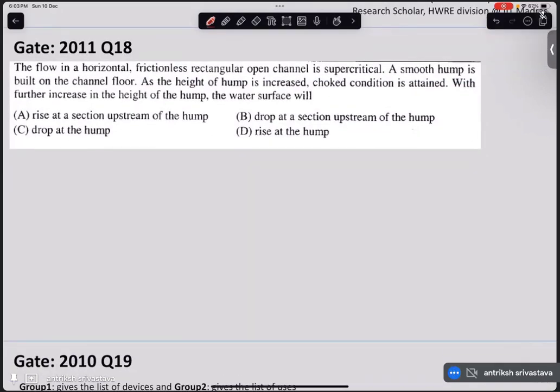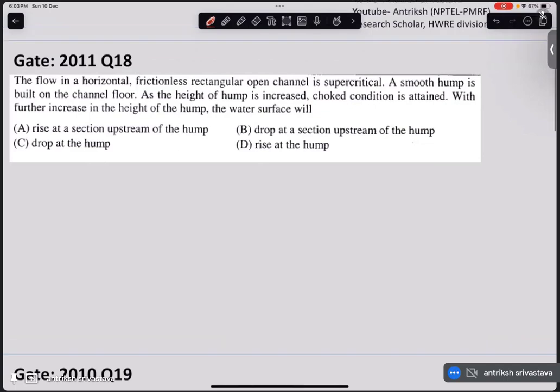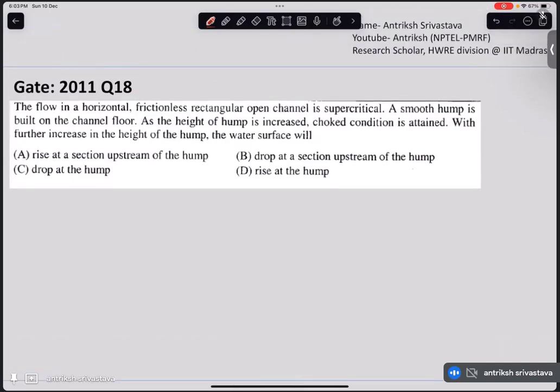GATE 2011, question number 18. The flow in a horizontal, frictionless, rectangular open channel is supercritical. A smooth hump is built on the channel floor. As the height of the hump is increased, choked condition is attained. With further increase in height of the hump, the water surface will, option A, rise at a section upstream of the hump. Option B, drop at the section upstream of the hump. Option C, drop at the hump. Option D, rise at the hump.